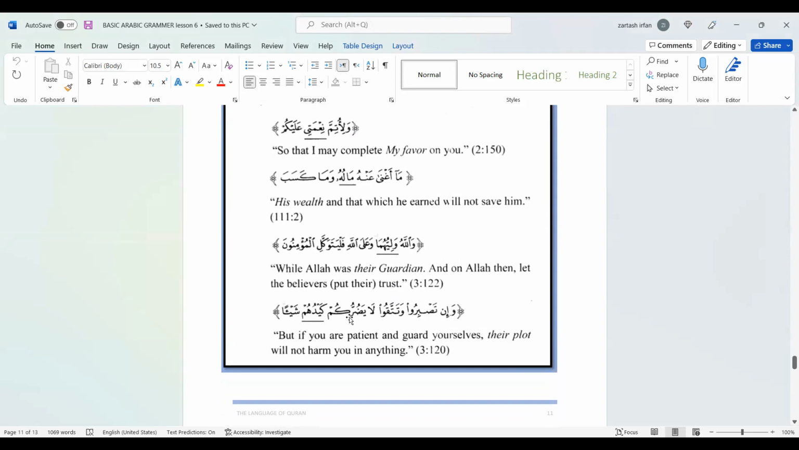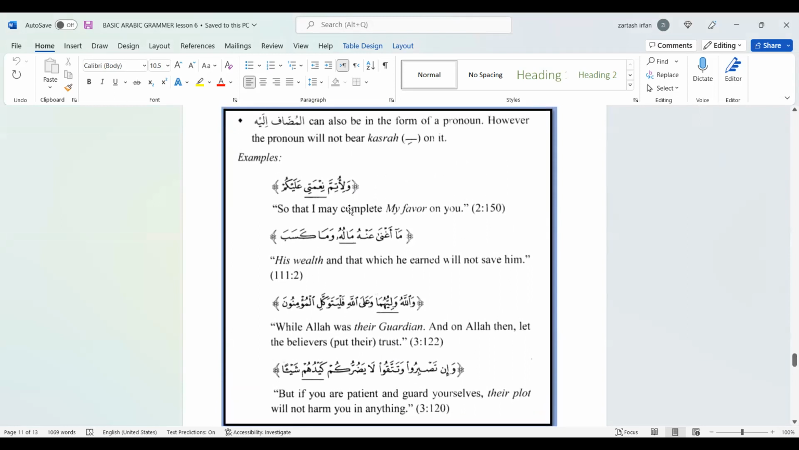وَإِن تَصْبِرُوا وَتَتَّقُوا لَا يَضُرُّكُمْ كَيْدُهُمْ شَيْئًا. This is again an idafa construction. This is the mudaf and this is the mudaf ilayh. As I told you, pronouns can also be mudaf ilayh, but they will not bear a kasra. Maluhu, his wealth or the wealth of his, and because this is a pronoun, it does not have a kasra. Waliyuhuma, again, huma does not have a kasra.